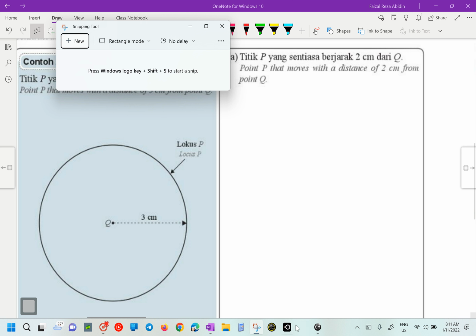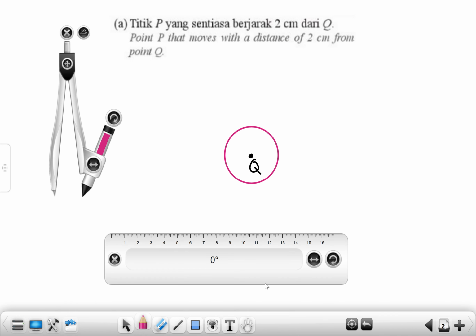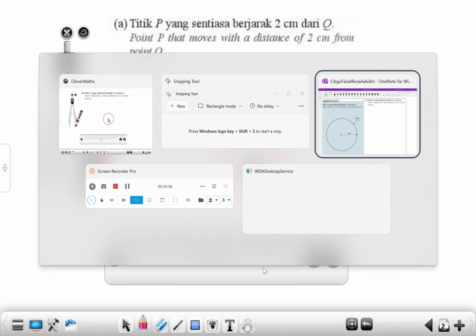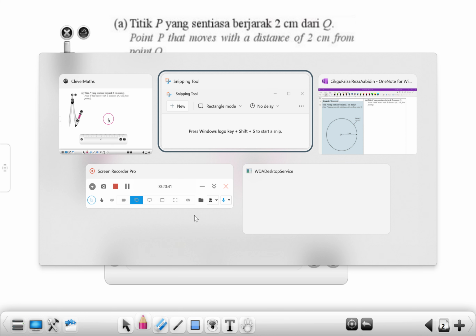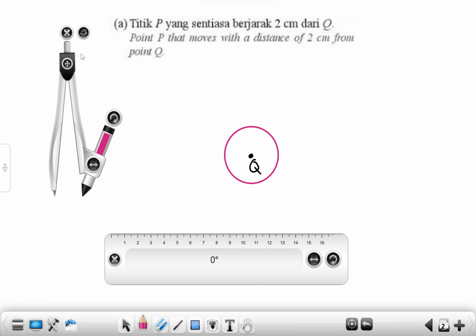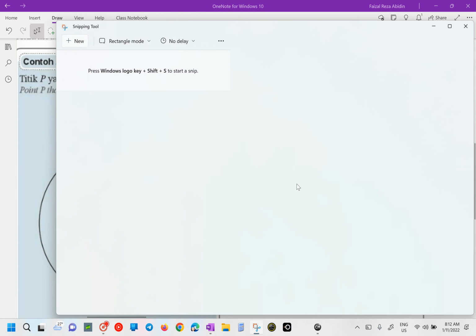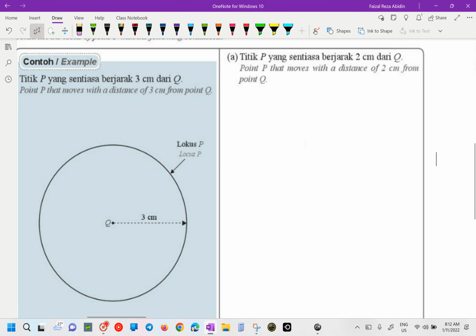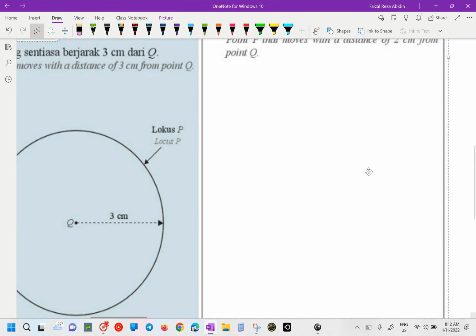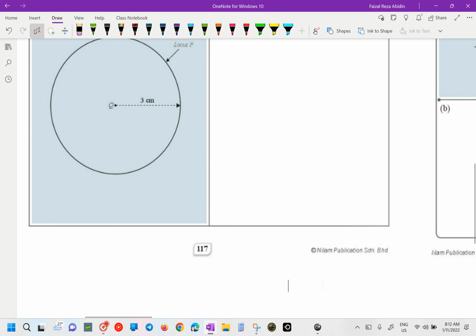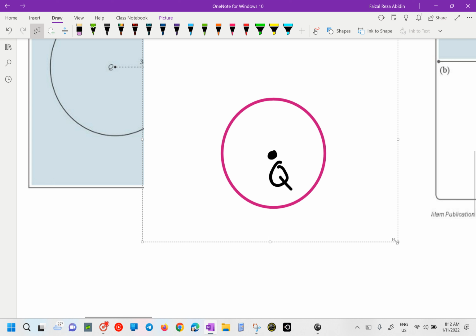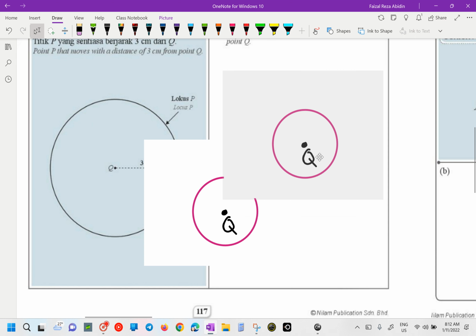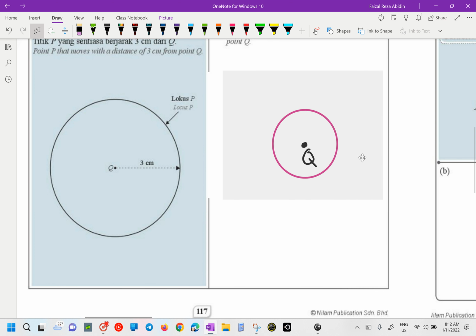So, we are going to wait. I take this picture first. Where is it? My Clever Maths. So that is going to show that I slip the tools back. Okay, we are going to get our answer here: a circle. Alamak, I cannot paste. Why? Can. Why so big? Okay. Done for the first locus here.